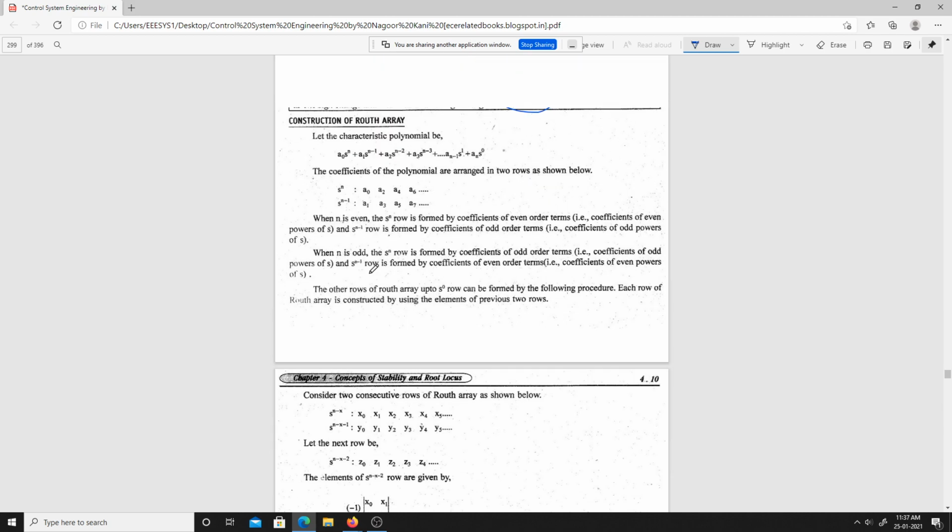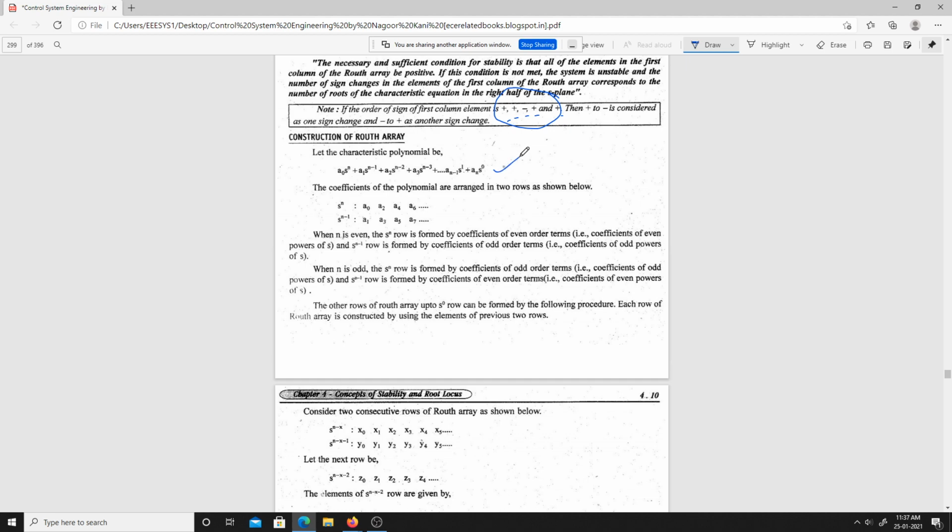Now see here, this is the characteristic equation. The coefficients of the polynomial are arranged in two rows. Is it clear? This is the characteristic equation we are having. So the coefficients of this particular polynomial are easily arranged in two rows as shown. Is it clear?